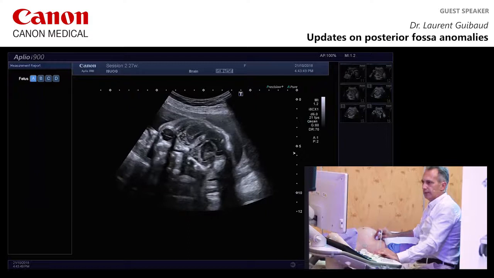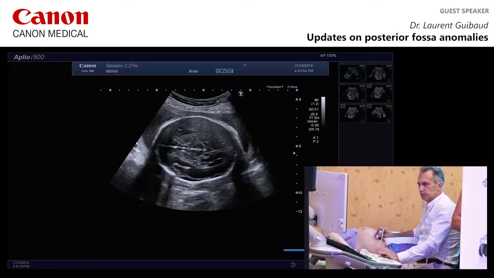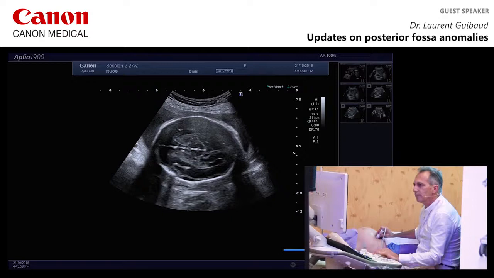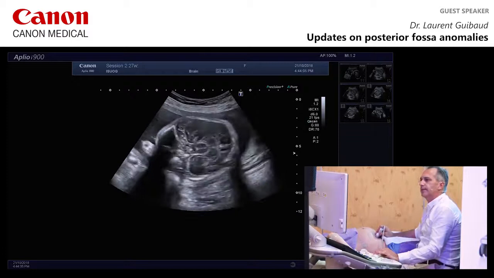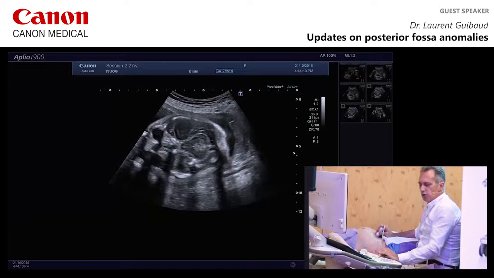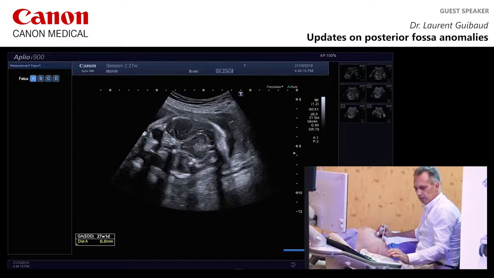Or if you have any question? Yes. Could you please show us again where you calculate the cisterna magna? You prefer to calculate from the hemisphere or the vermis? I measure it where it is large. For me, the larger part is here. So from the hemisphere?